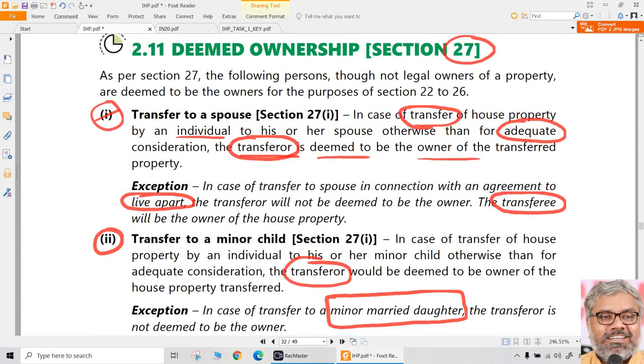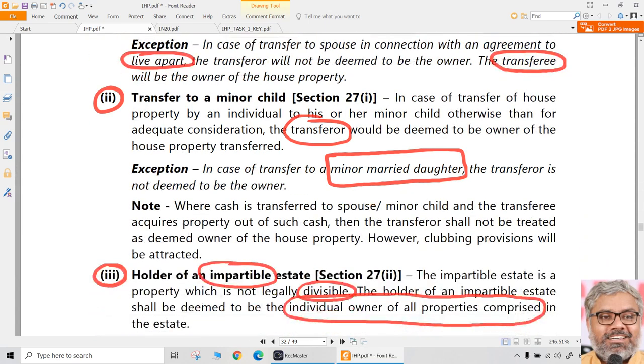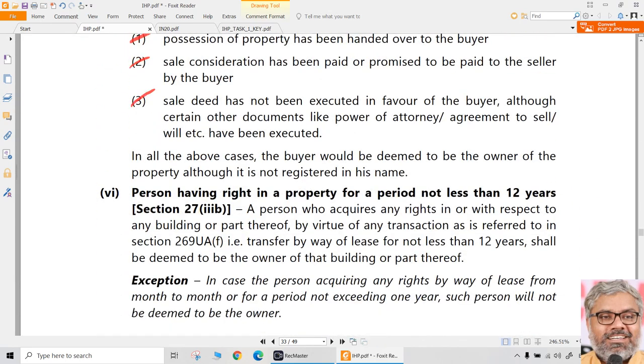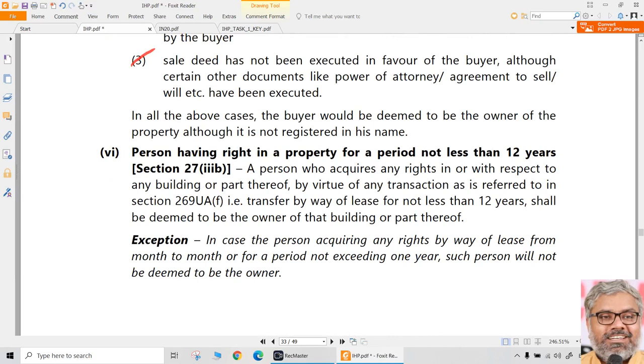That is why we are deeming. Otherwise, what is the point of deeming? We are deeming because he may not really have the legal ownership of the property, but still he is deemed to be the owner of the property in the cases mentioned in section 27. Transfer to a spouse, minor child, holder of an impartible estate, member of a cooperative society, having a part performance of the contract and possession of the property. And not only that, a person having a right in the property for not less than 12 years.